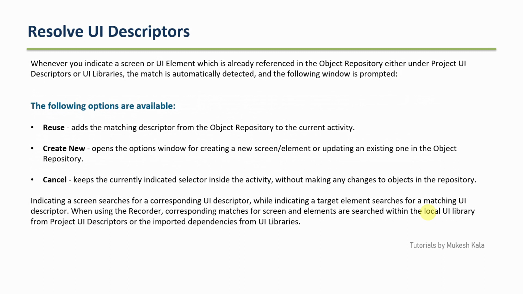The concept is simple. If there is something which is already available in the object repository and you are trying to recreate it, it should not create, and it will ask you these options, right? So this is just an element pop-up. So whenever you get, you just need to understand that yes, I have this already referenced in my repository and I want to reuse it, I want to create it, or I simply want to cancel this operation, right? So this is how you can resolve the UI descriptors to avoid having the duplicates in the descriptor window.